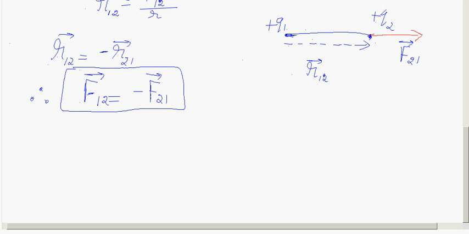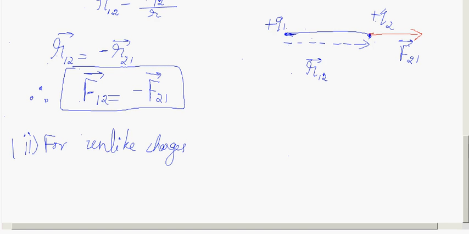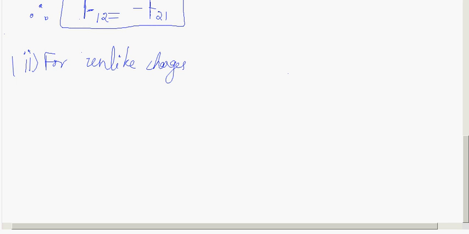For like charges, the magnitude will remain the same, only the direction of charges will change. For unlike charges, now if we have one positive charge and one negative charge, there will be a force of attraction. Q1, and let us take minus Q2, unlike charges.